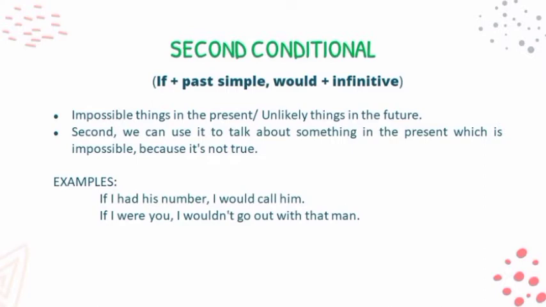The second use of the second conditional is that it can talk about something in the present which is impossible because it is not true. For example, if I had his number, I would call him, but I don't have his number, so I couldn't call him. If I were you, I wouldn't go out with that man, but I am not you.